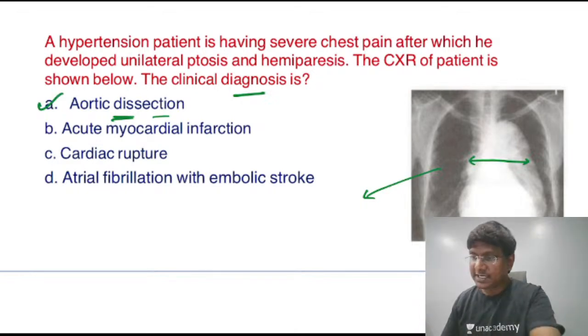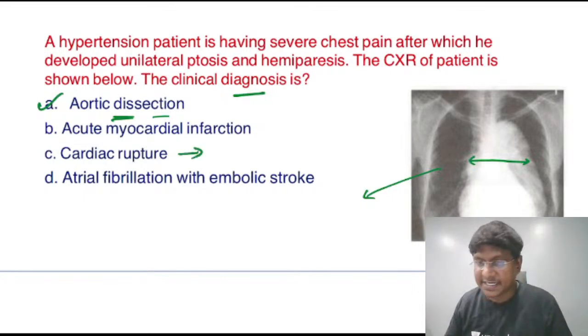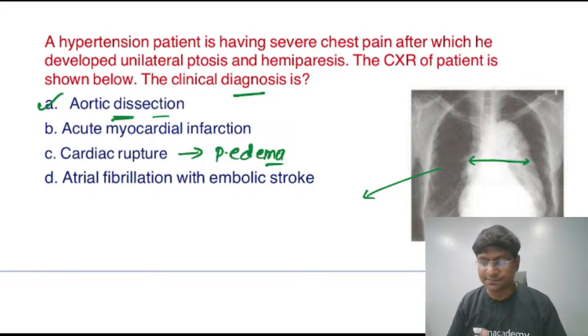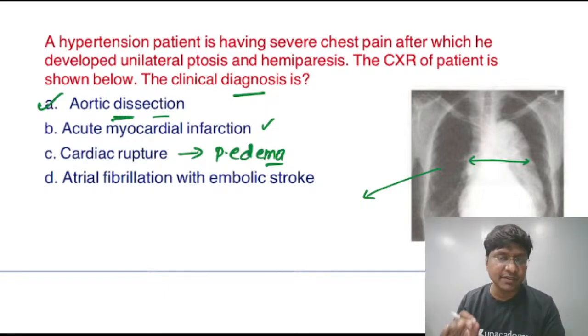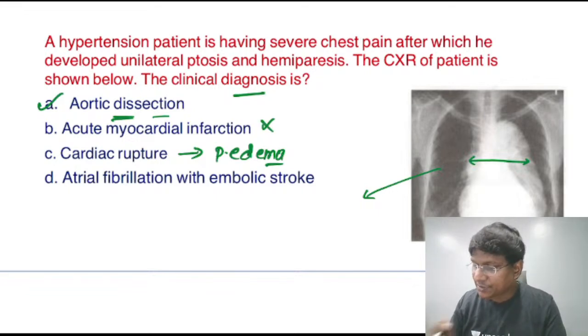Right. So cardiac rupture you can easily rule out. Why? Because if there is cardiac rupture, the individual will develop pulmonary edema. But how are the lung fields? The lung fields are clear, so that will rule out cardiac rupture. And in patients with acute myocardial infarction also, the chest X-ray is required mainly to rule out pulmonary edema. So the lung shadows are absolutely clear, and acute myocardial infarction is also ruled out.